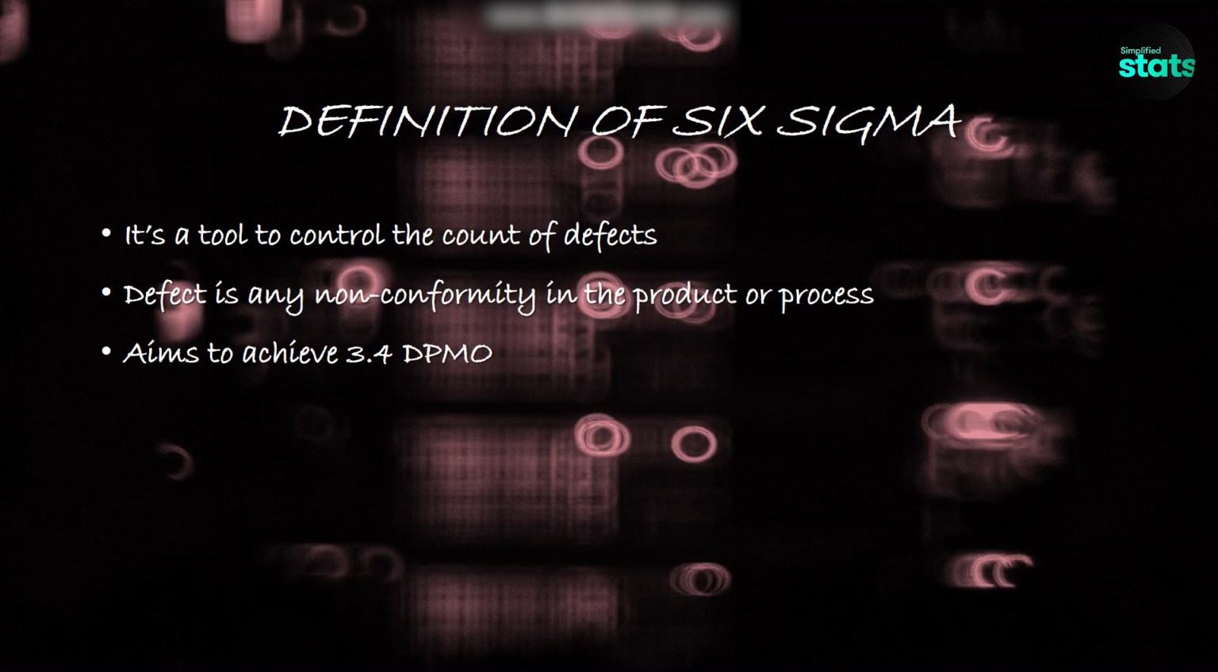It's a tool to control the counts of defects. Defect is any non-conformity in the product or process. Six Sigma aims to achieve 3.4 defects per million opportunities, which means if a million units are produced, the number of defects must be less than or at the max 3.4.